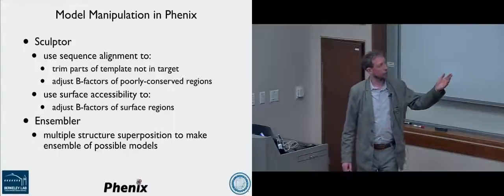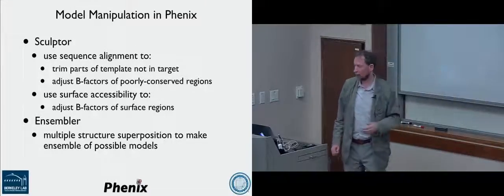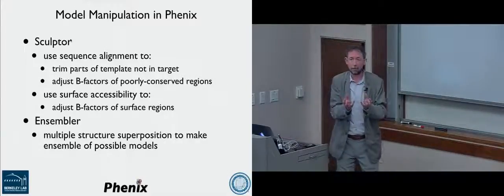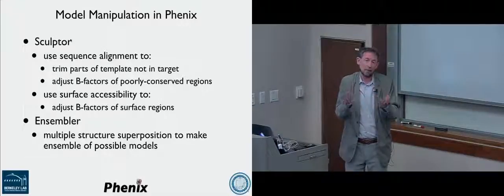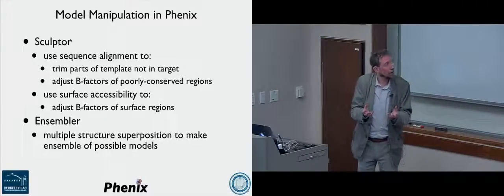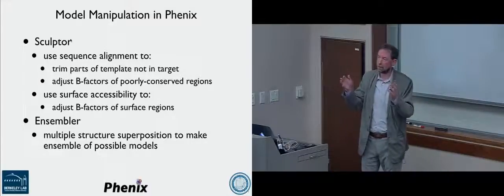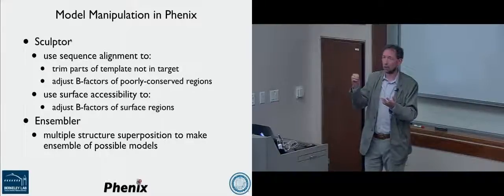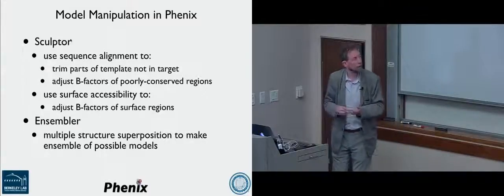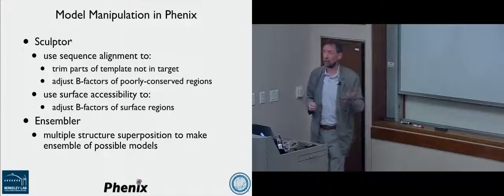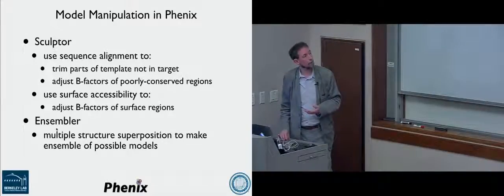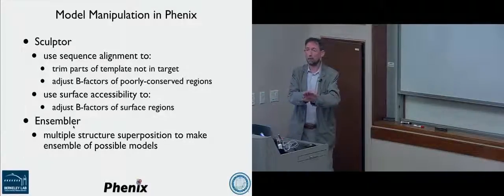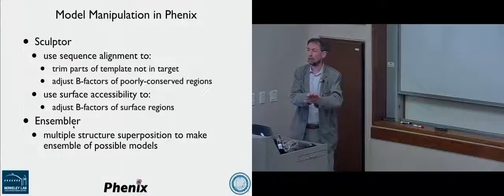There are two tools in Phenix, Sculptor and Ensembler, that help in this process. Sculptor is a tool that will use a sequence alignment to change your search model to give you the best set of atoms, potentially by trimming away loops that aren't in your target, by changing the residues to look most like your residues, taking the core conserved parts, adjusting B factors, for example. So these are all things that will be done by Sculptor. Then Ensembler is a tool that will help superimpose a set of models to give you an ensemble that you can then use in molecular replacement. And again, for difficult problems, this can be a very powerful thing to do.